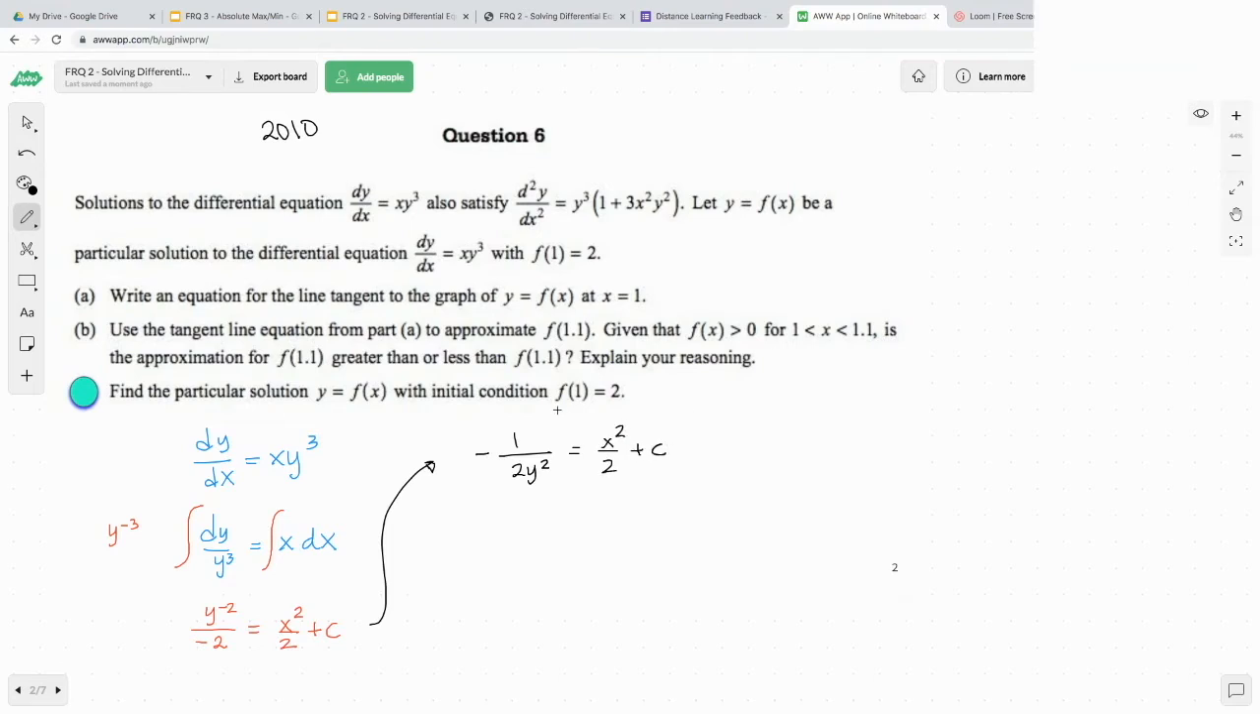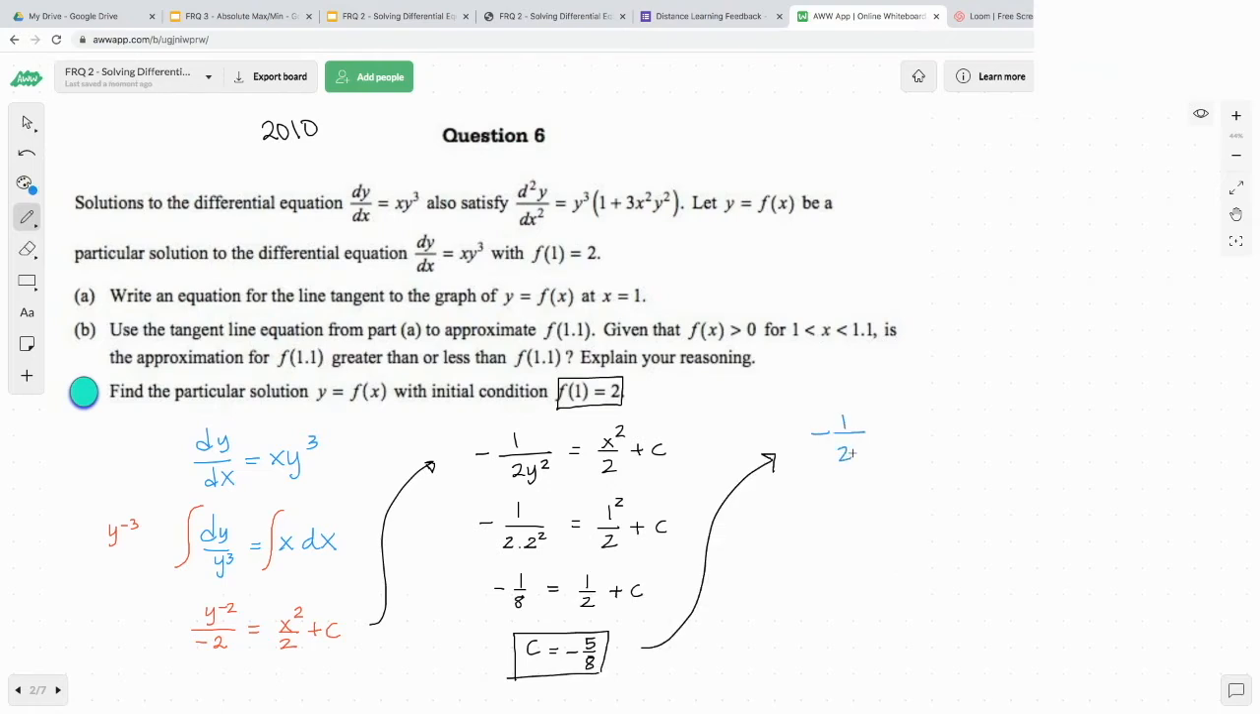Let's plug in the initial condition. You don't have to wait to simplify it to plug in the initial condition. So this is going to be negative 1 over 2 times 2 squared equals 1 squared over 2 plus c, as you know. So this is going to be negative 1 over 8 equals 1 over 2 plus c. So if you subtract 1/2 from each side, you're going to get your c, negative 5 over 8.